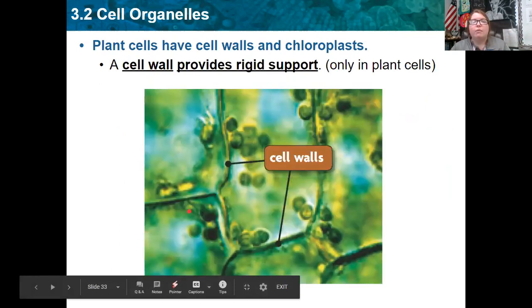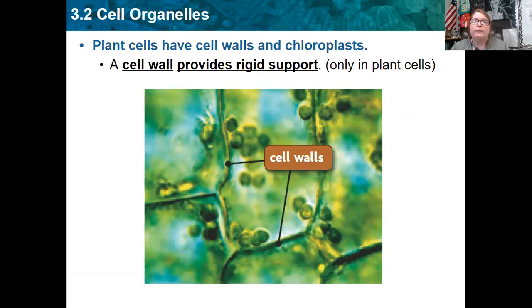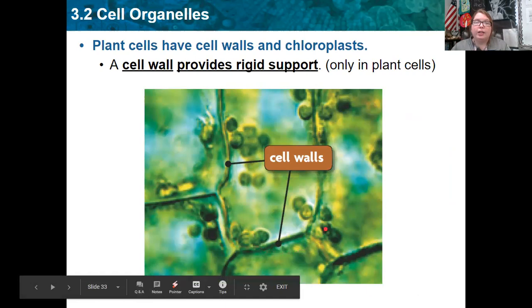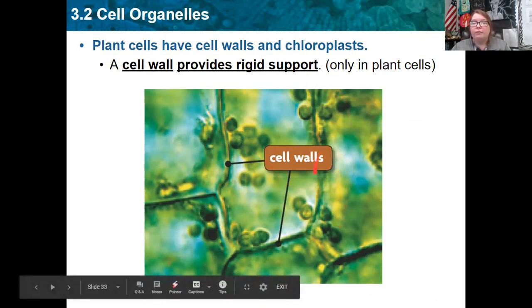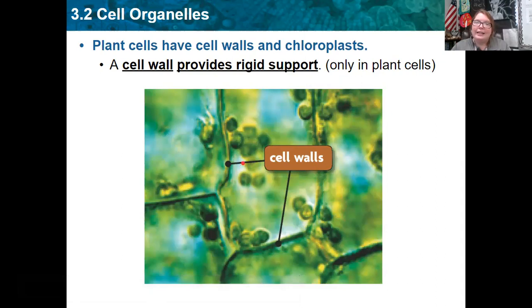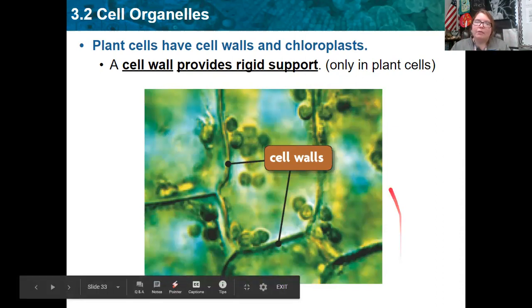Okay, so cell walls and chloroplasts. These are two things that are only found in plant cells for our purposes. So a cell wall provides rigid support. This is an actual slide of some plant cells. So instead of being like a blobby shape, like the cell at the start of our presentation, the one that looks like a booger, this doesn't look like a booger. This looks like, I hate to say it, a cell. This is the kind of cell that they name cells for, because they've got these rigid little walls on them. So the cell wall does that.